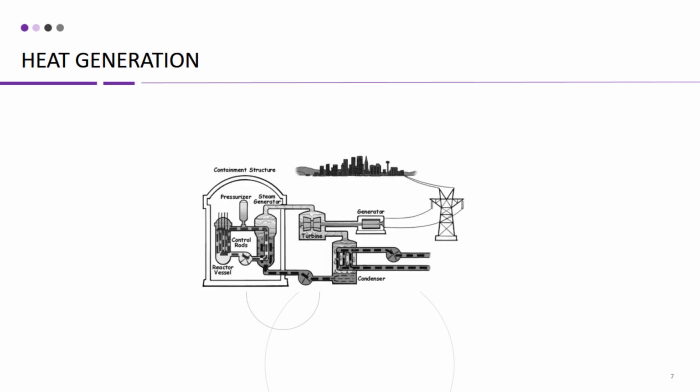The heat generated by nuclear fission is then used to produce steam, which drives a turbine connected to a generator. And as the turbine spins, it generates electricity, which is then sent to the power grid for distribution to homes and businesses.